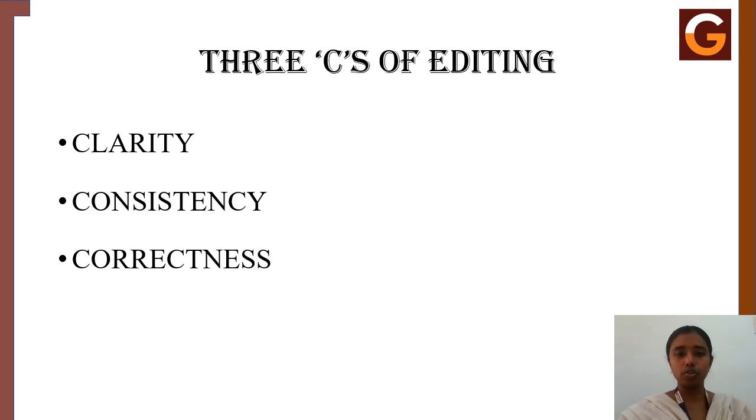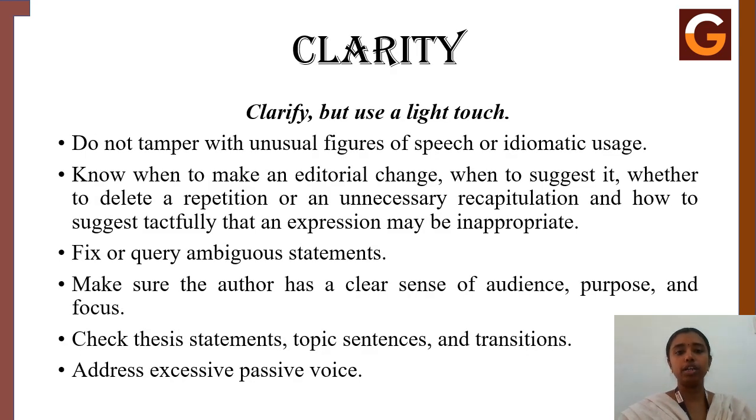Clarity, as we all know, means whatever is being edited should be clear. There are different stages of clarity that have to be attained in the process of editing. The first one: when you begin to edit, you should never tamper with the unusual figures of speech or idiomatic usage, which means that the language used in a text should be simple. It should be readable, where the reader should be able to read it in a very clear manner. The subject matter should be conveyed in a very clear manner, and for that, the simplicity of language is very important.